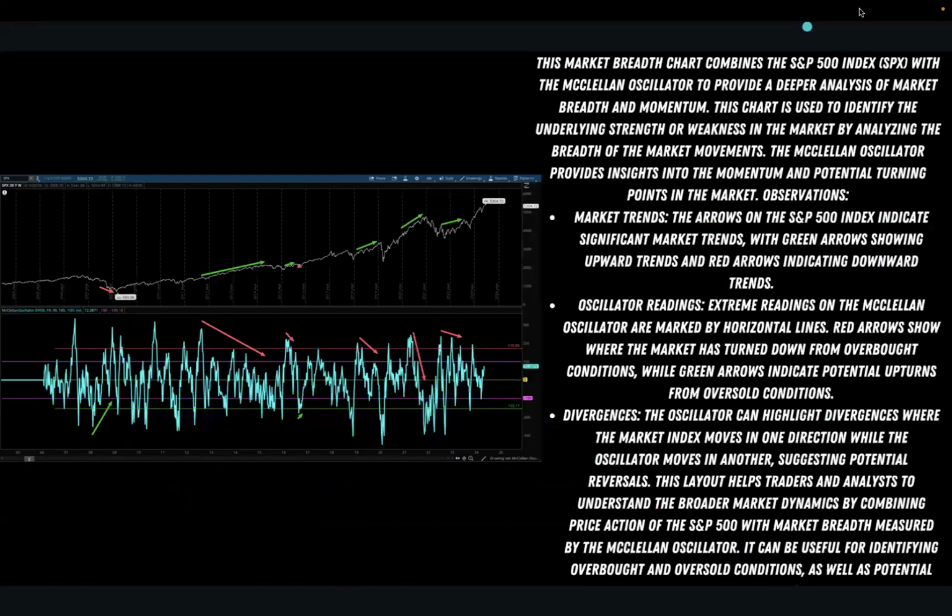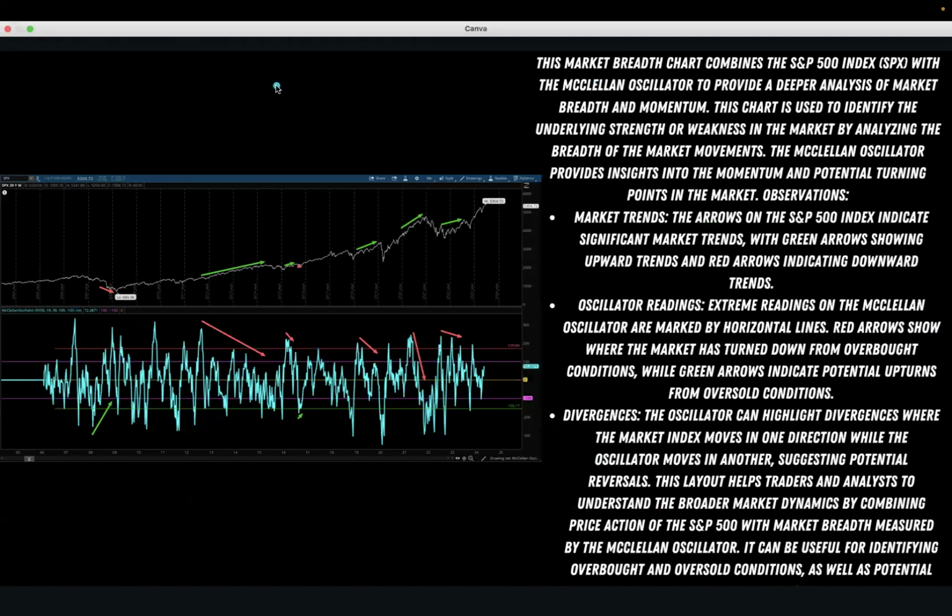Now, this is a market breadth chart layout combining the S&P 500 with the McClellan oscillator to provide a deeper analysis of market breadth and momentum. This chart is used to identify the underlying strength or weakness in the market by analyzing the breadth of the market movements. The McClellan oscillator provides insight into the momentum and potential turning points as well. Now, the arrows on the S&P 500 indicate significant market trends, with green arrows showing upwards trends and red arrows indicating downwards trends. We've also added my own extreme readings on here to the oscillator.